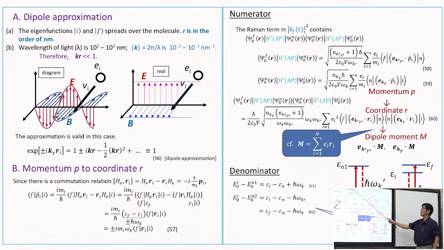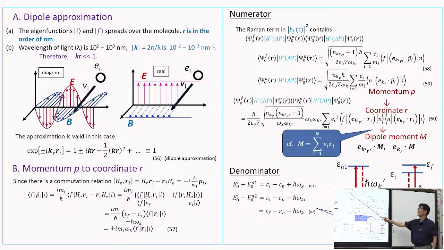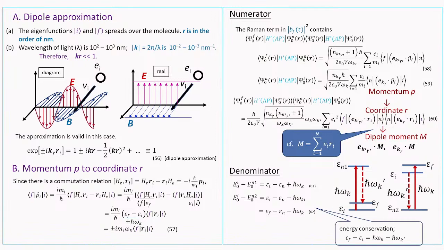So please understand the idea, and we use this convenient relationship for further derivation. Again, the Raman term squared contains the wave function of the final state, the intermediate state, and the initial state. And the former part and latter part are calculated in this way.